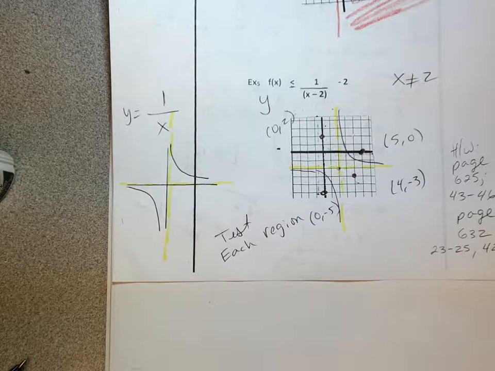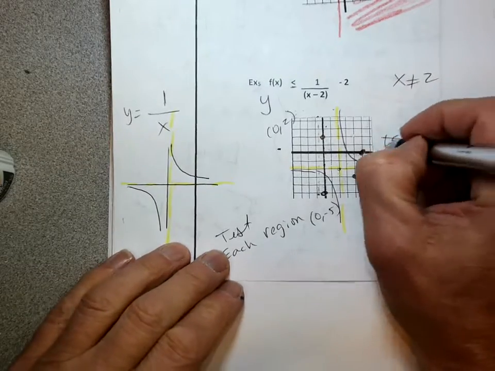So let's check it out. Let's put in the 5 for x and the 0 for y. If I simplify this, I get 0 is less than or equal to 1/3 minus 2. Is that true? It's not true, since that's negative 1 2/3. So we don't want to shade this region. Kind of makes sense. Less than, you'd think it'd be below it. So this region is a no. We're not going to shade that region.